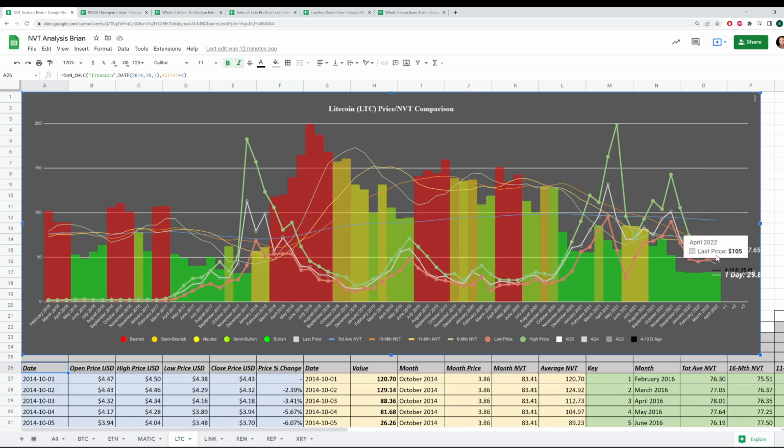But right now, obviously, price is according to the last day, and the day closed at $105 or so for Litecoin, and we can see just how far off that came. That price has come down since our all-time high.